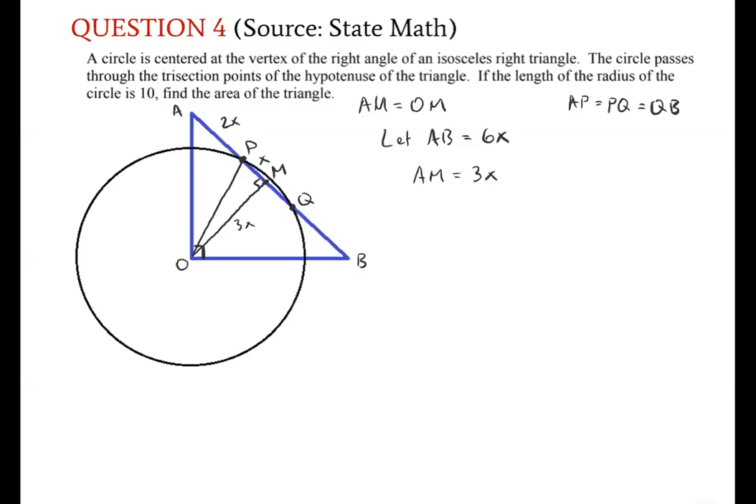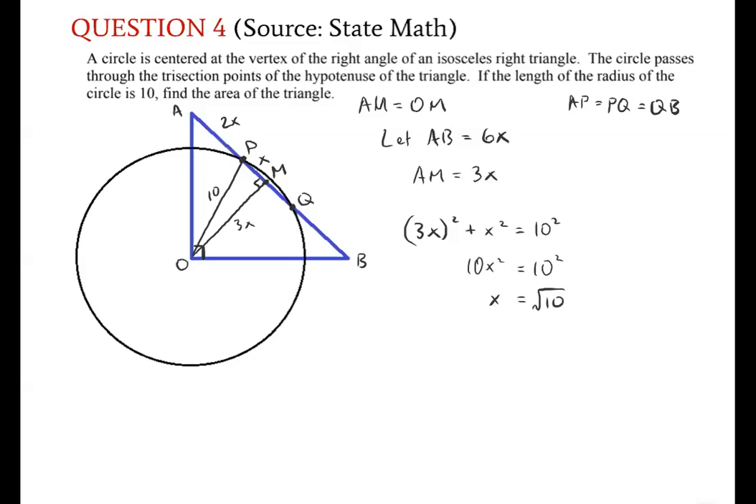So now that we know that, we also know that the radius of the circle is 10. OP is the radius, so that's 10, and we can use the Pythagorean theorem to find x. So we can do (3x) squared plus x squared is equal to 10 squared. And that means that 10x squared is equal to 10 squared. And that means x squared is equal to 10. So x is just equal to square root of 10.